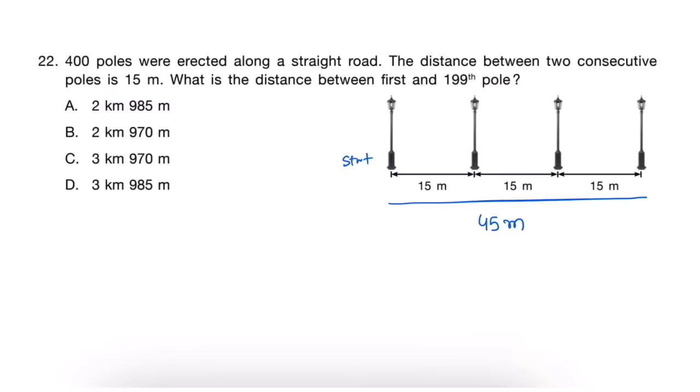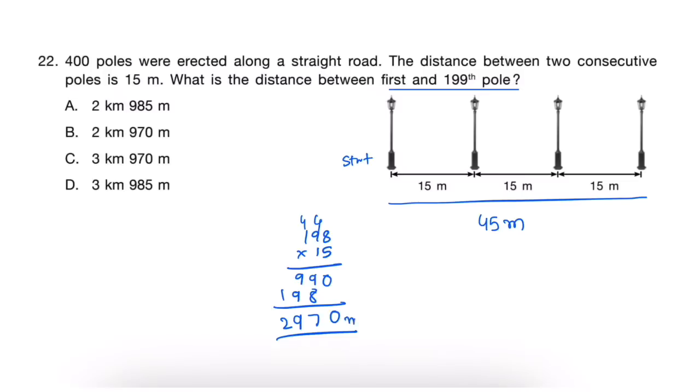Similarly, distance between first and 199th pole. We'll exclude the first pole because it is the starting pole. So, there will be 198 poles. So, 198 into 15, we get 2970 meters. And when we convert it into kilometers, we get 2 kilometer 970 meter. Correct answer is option B.